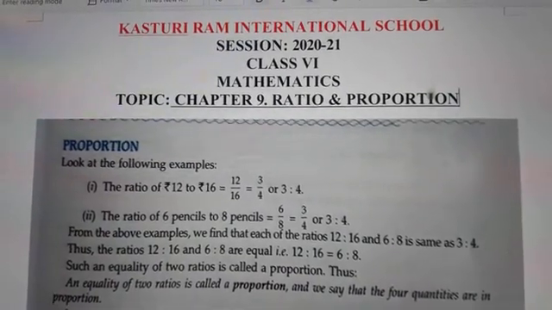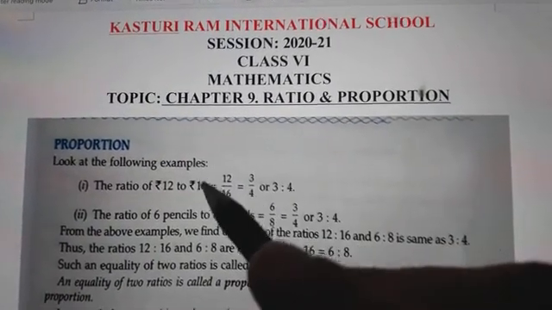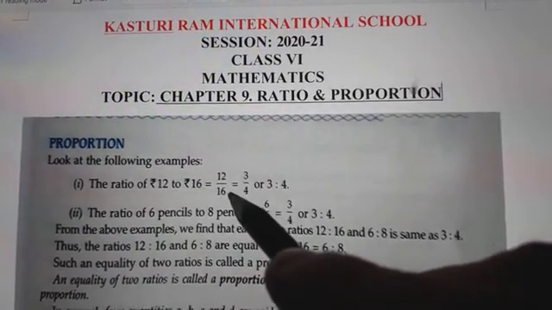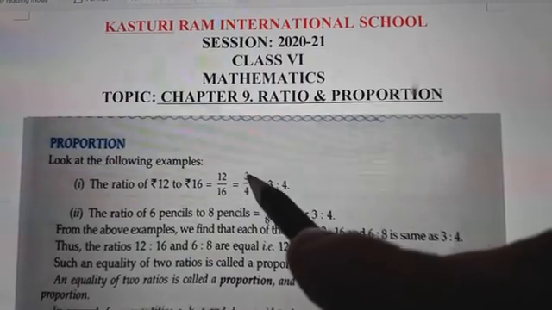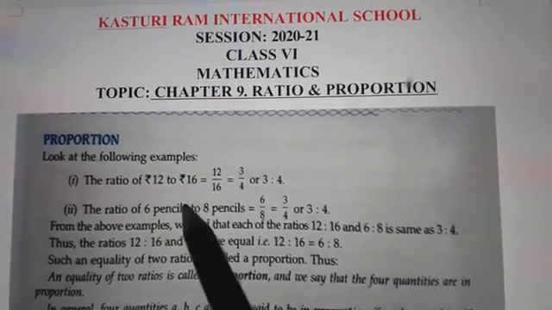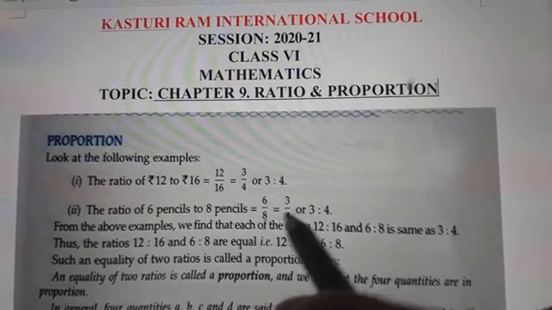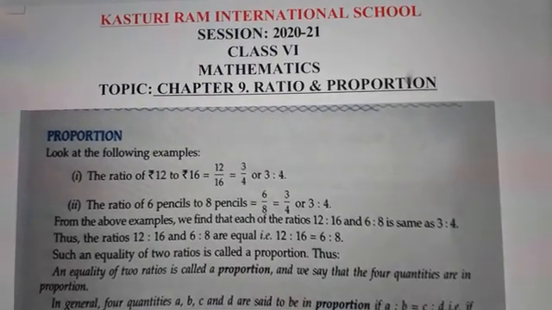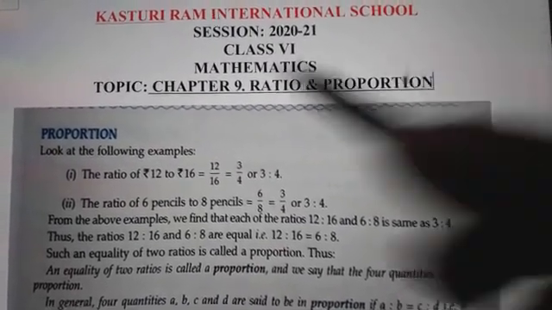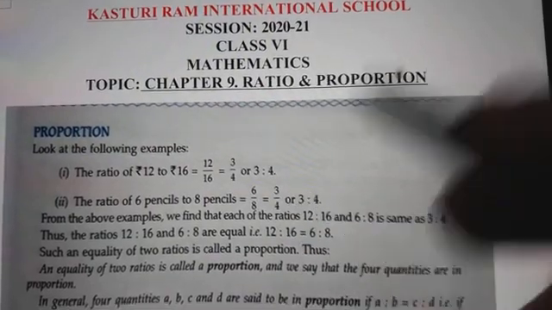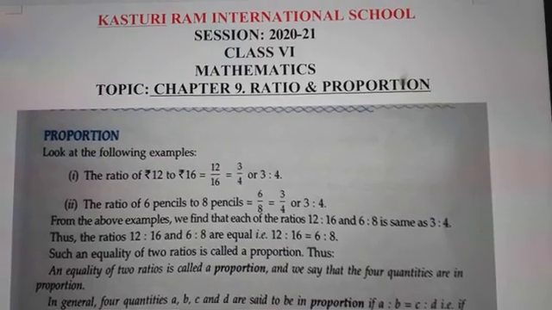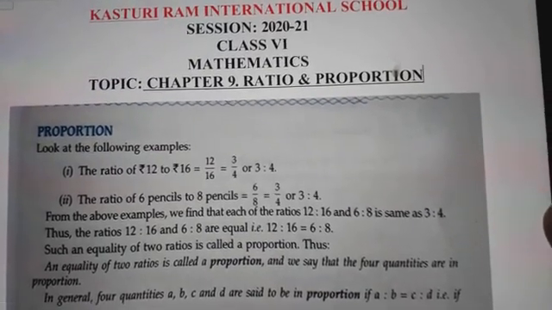Let's start with proportion. If you see the example, the ratio of 12 to 16, we can find the comparison between the two. It is 12 upon 16, divided, and it comes to 3 upon 4, which is 3 is to 4. Whereas the ratio of 6 pencils to 8 pencils, if you check, the ratio is also forming 3 is to 4. So what we find from the above two examples is that their end result, the ratio, is 3 is to 4.